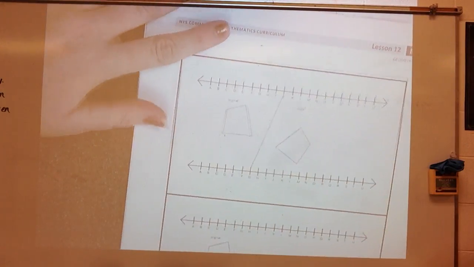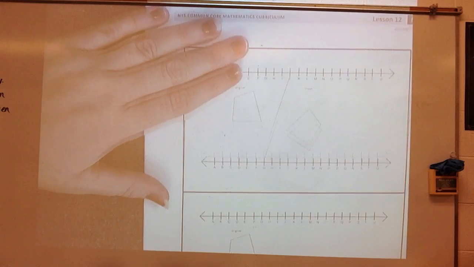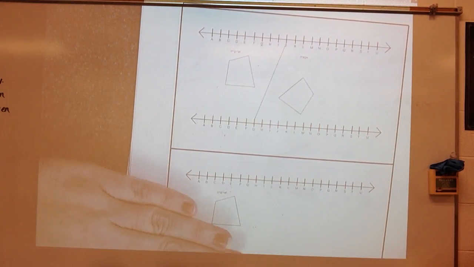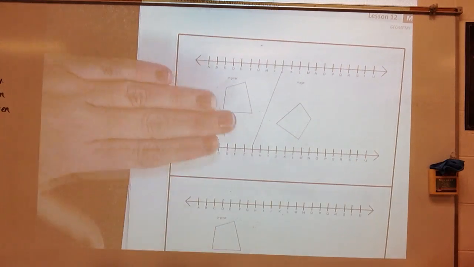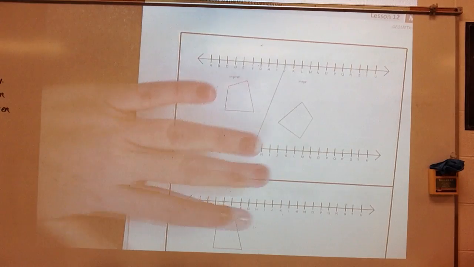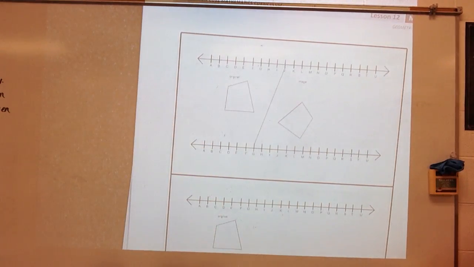What you would have been doing is, I would have given partner A this card, and partner B would have gotten this card. Partner A would have talked to partner B and tried to describe how to draw what they were seeing. Alright, let's talk about this for a second.